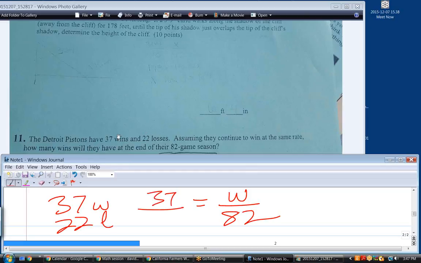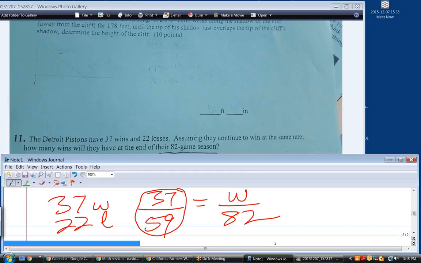Well, 37 is how many wins they have at the moment. How many games have they played at the moment? Sorry, what? Oh, they've only played 59 games. Okay, so there's your ratio. In other words, this is their win ratio right there. And we want it to be the same as their win ratio at the end of 82 games.